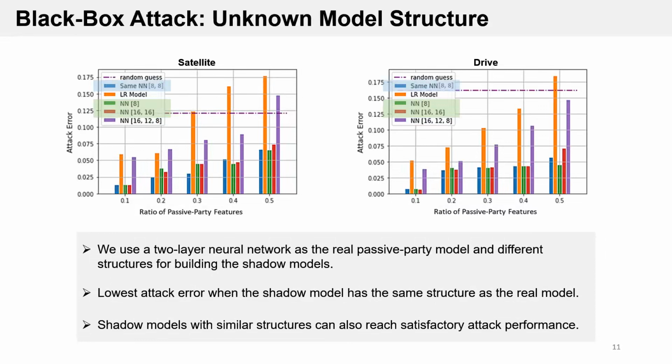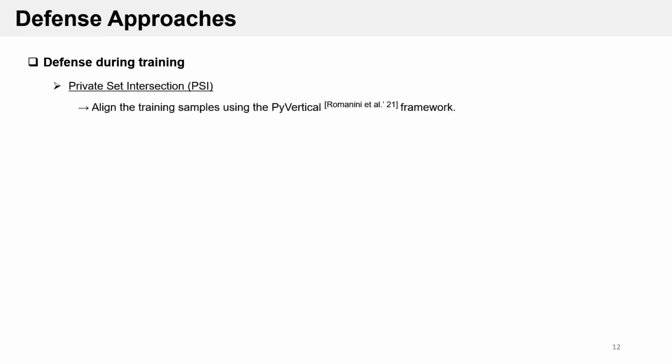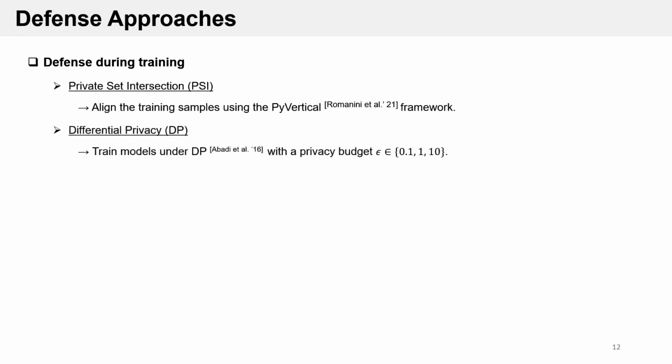The results indicate that it is still possible to conduct the attack even without knowing the exact structure of the passive party model. Finally, we analyze the performance of different defense techniques, which are either applied during training or during prediction. For the defenses during training, we investigate whether private set intersection, the commonly used sample alignment technique, can help prevent privacy leakage. Moreover, we also analyze the capability of differentially private training against the attack. Here, epsilon is the privacy budget.